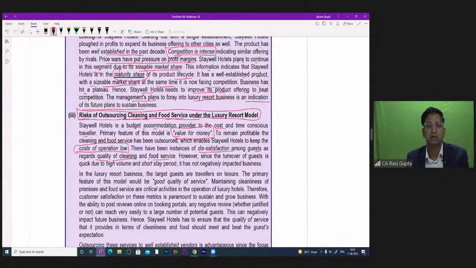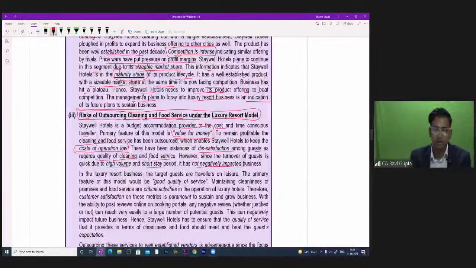Yes, there were instances, but the management has neglected it, considering it as very few instances. However, since the turnover of guests is quite quick due to high volume and a short stay period, it has not negatively impacted the business. There was no negative publicity or negative impact on business.